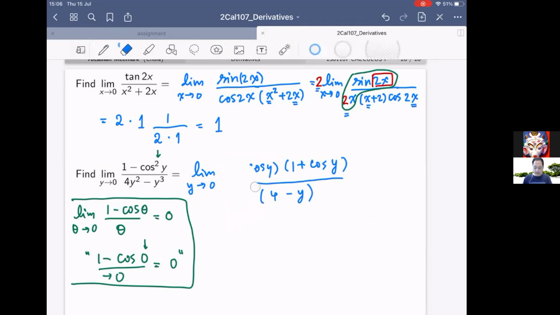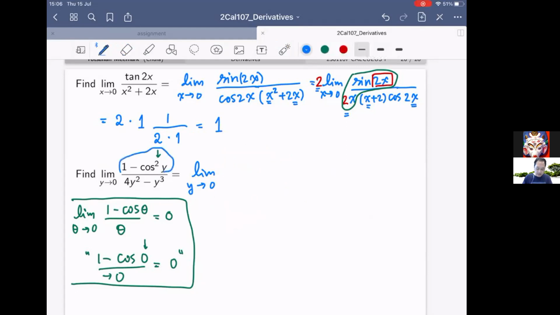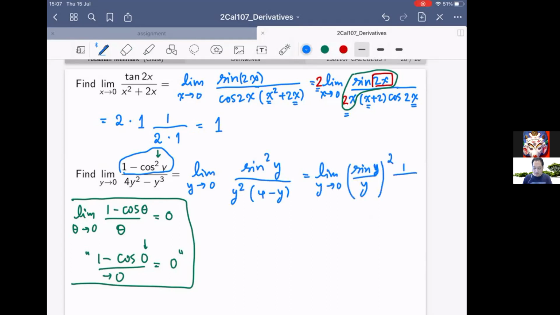There's a better way. You see also a 1 minus cosine square, which should collapse into a sine square. And then at the bottom, you already have y square and then 4 minus y, right? So it is the same as sine y over y, the whole thing square, and then 1 over 4 minus y. As your y goes to 0, this one goes to 1. So we got 1 and then 4 minus 0, so you got 1/4 out of it.